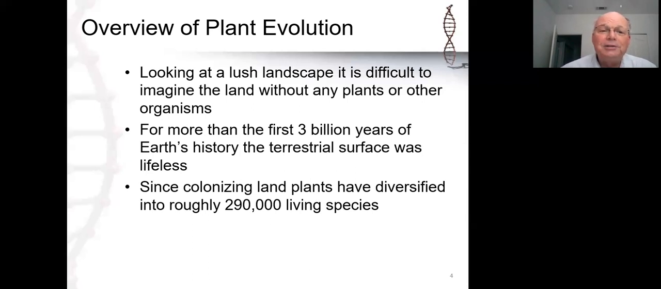So it's really hard to imagine a landscape with no plants in it. Even a modern day desert can still have plants. And it would be very unusual to find a landscape that is completely and utterly devoid of plants. And yet, for the vast majority of the history of life on Earth, that was the case. Dry land had no plants.